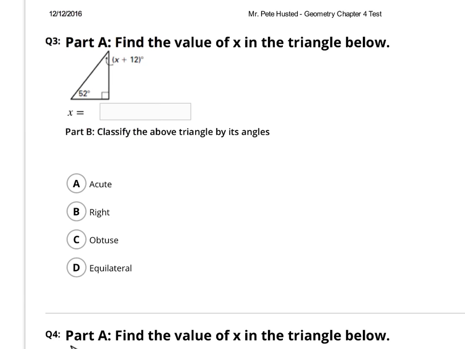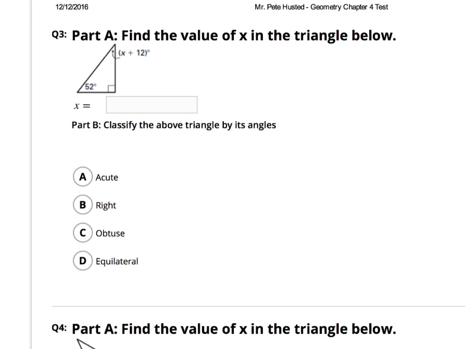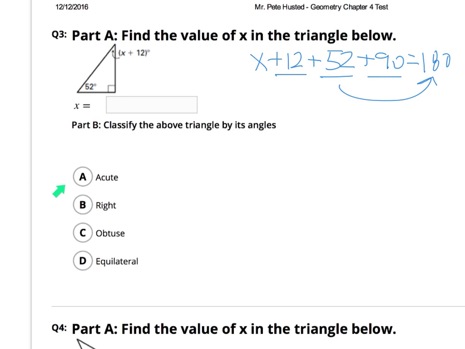Question number 3, part A. All right, again, we're finding x. Remember, all inside angles add up to 180. So the first one, whoops, pen Craig. You've got x plus 12 plus the angle that's 52 degrees plus the angle that's 90. Set that all equal to 180. Got lots of like terms to combine here first. Then move them all over. I'll help you find the value of x. Part B, is this triangle acute, right, obtuse, or equilateral?